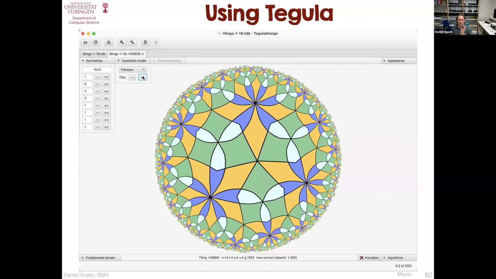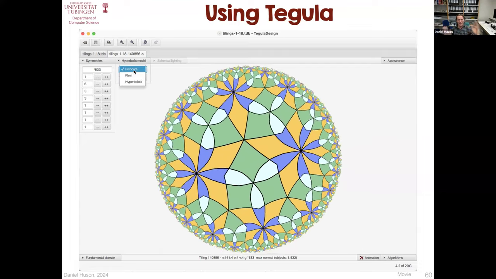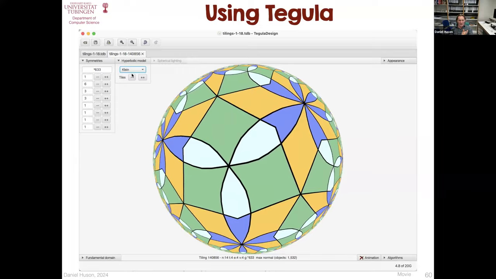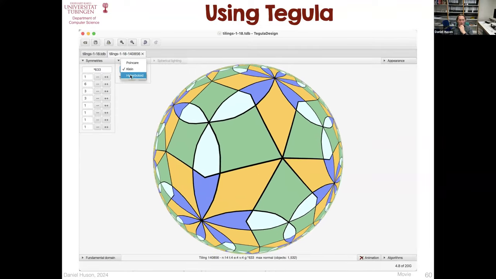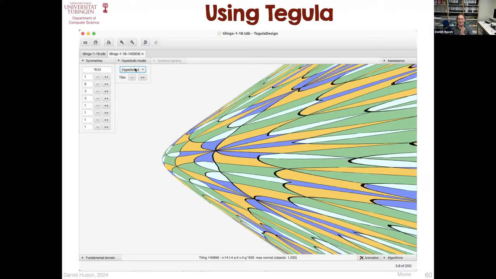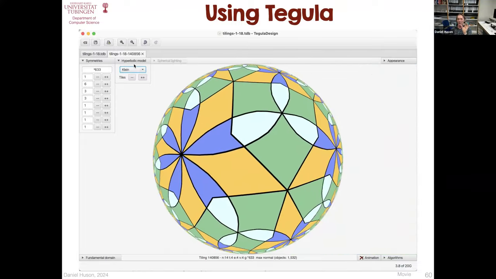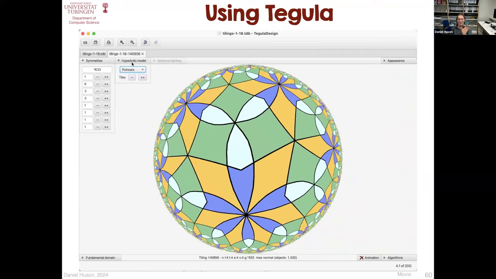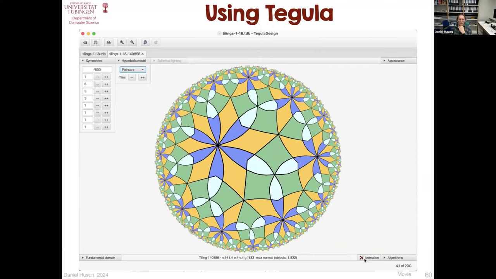You can control how much stuff you get to see. And then there's the Klein model, and there's also the hyperboloid model. And these three models are really only this one model. It's just where you put the camera. Depending where you put the camera, it looks like the Poincaré or the Klein.